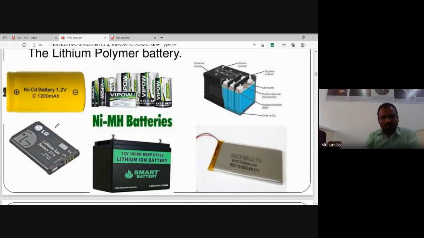Can you guess where you can use this battery, Amma? Please respond. Are you there or not? Sai Teja.